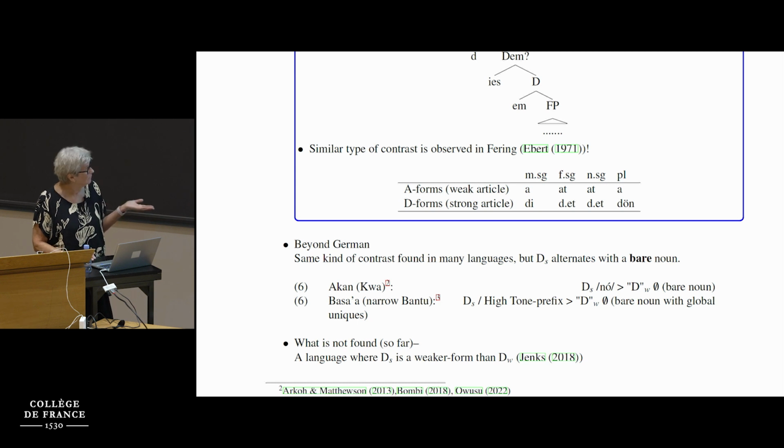Sometimes you will have a language where the determiner is just a tone, like a high tone prefix. For example, augments in some Bantu languages. They will show up in this language, Basaa, which is a narrow Bantu language spoken in Cameroon, as a high tone prefix. So just very little phonological material, no segmental material, but it alternates with the bare noun.